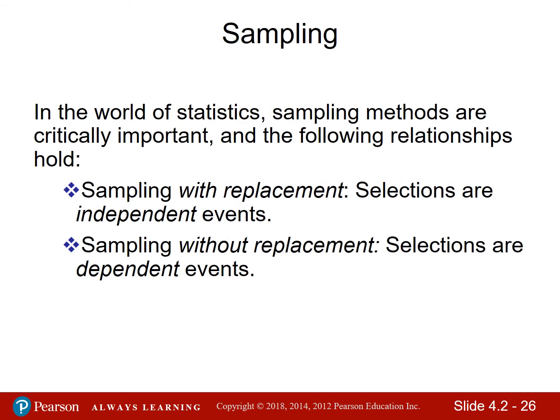In the world of statistics, sampling methods are critically important, and the following relationship holds. Sampling with replacement, selections are independent events. Sampling without replacement, selections are dependent events. They depend on each other.